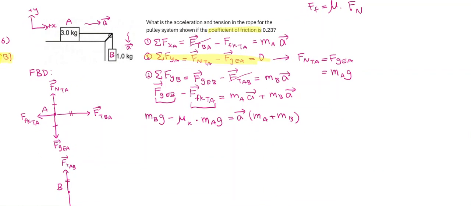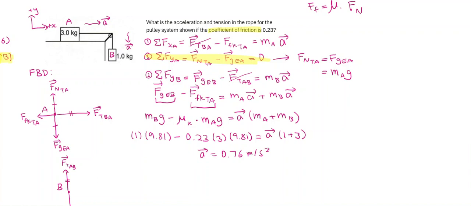And then we're ready to plug in our values. So B is 1 times 9.81 minus the coefficient of kinetic friction, which is given to us, 0.23 times 3 times 9.81. And then this is divided by 1 plus 3 kilograms. So now you can plug these values into your calculator, and you should get an acceleration of 0.76 meters per second squared.